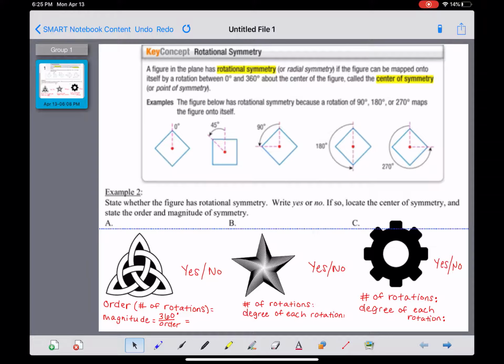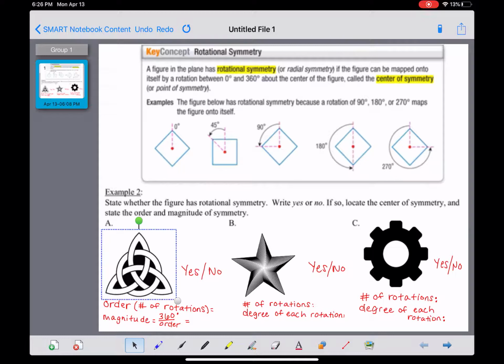So our example here says state whether the figure has rotational symmetry. Write yes or no. If so, locate the center of symmetry and state the order and magnitude of symmetry. Order is the number of times that an image can be rotated to where it looks identical to its original form. Magnitude is 360 degrees divided by the order, so it's the degree of each turn. And mathematically, you take 360 degrees divided by the number of rotations to find that number.